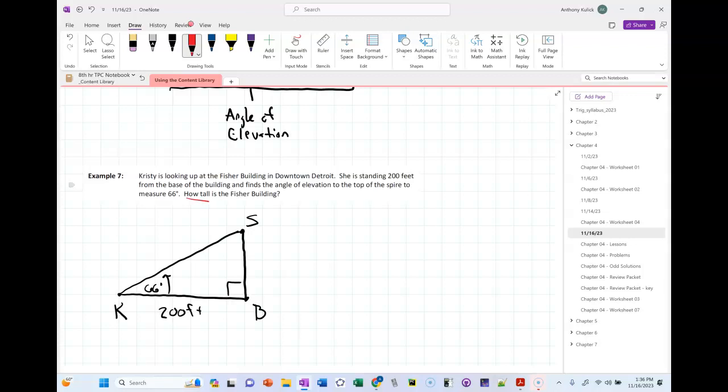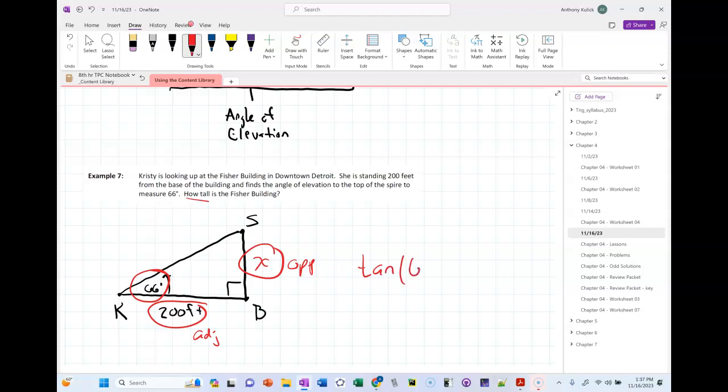Yeah, how tall is the building? Which side is that? SD or SB or SK? SB. Well, shoot, Mr. Kulik, this now just looks like a geometry problem, right? Where we're solving a right triangle. That's right. So based on this angle that we know, the side that we know is opposite, adjacent, or hypotenuse. Okay, and the side we want to know about is opposite, adjacent, or hypotenuse. Opposite, so the trig function we need is tangent.